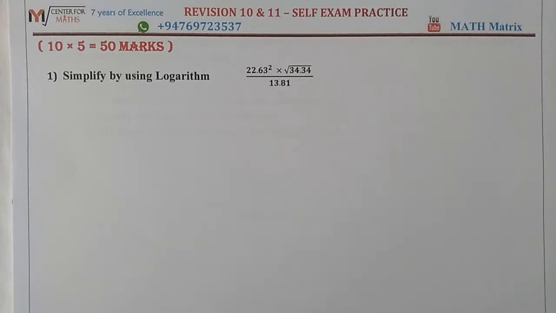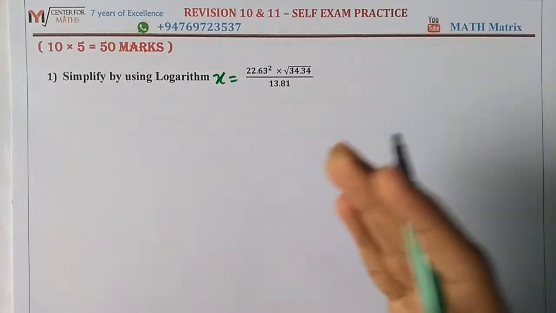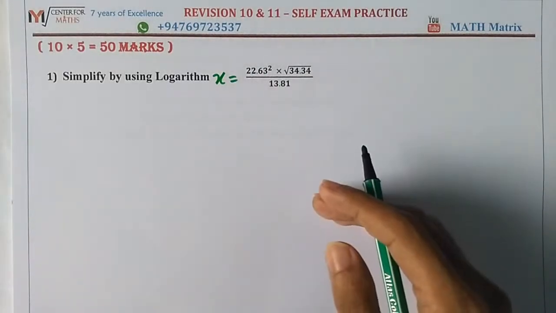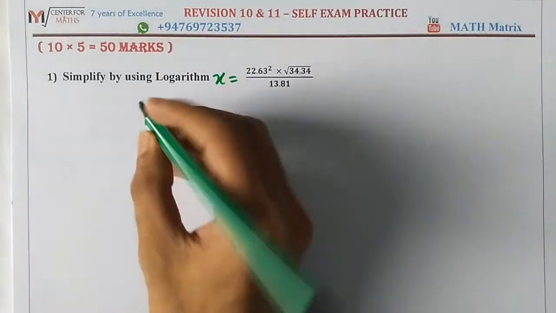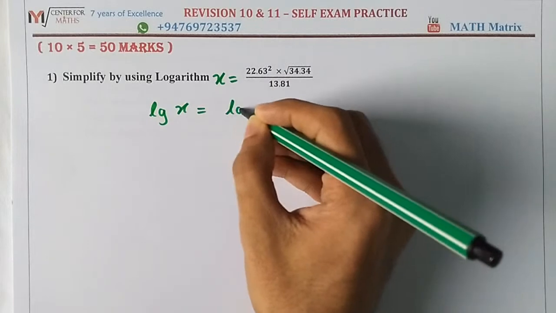Okay. So simplify by using logarithm: 22.63 squared into root 34.34 divided by 13.81. How to simplify this by using logarithm? This is the method. First of all, we have to mark this in terms of x. So x is equal to 22.63 squared into root and the rest. Now the very first step, we have to take LG on both sides.